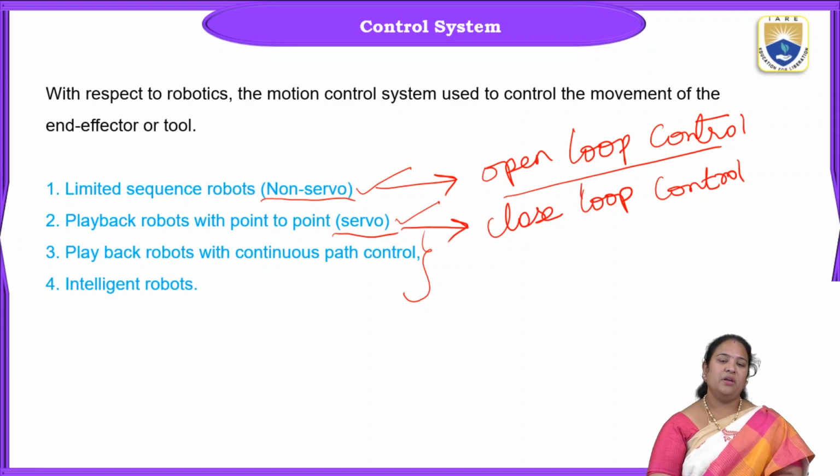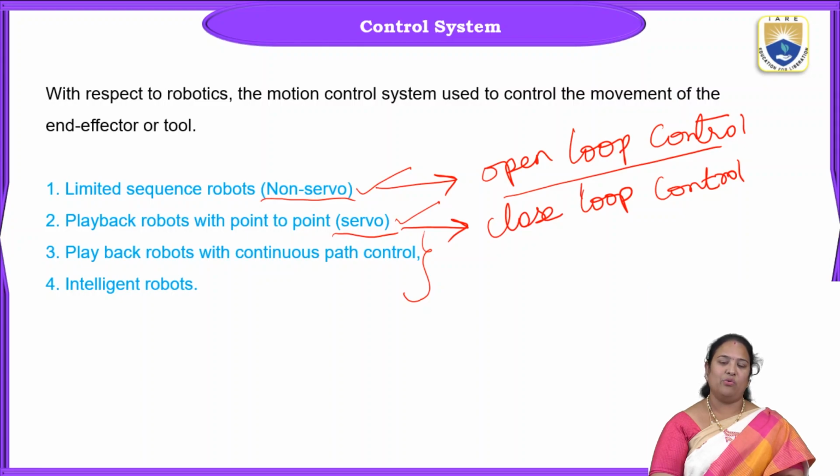So what is happening in open loop control? Generally we give some input to the robot. Accordingly, the robot acts and gives us some output. Here also, we give some input to the controller, and the controller sends a signal to the servo valve, and from there the actuator starts acting.